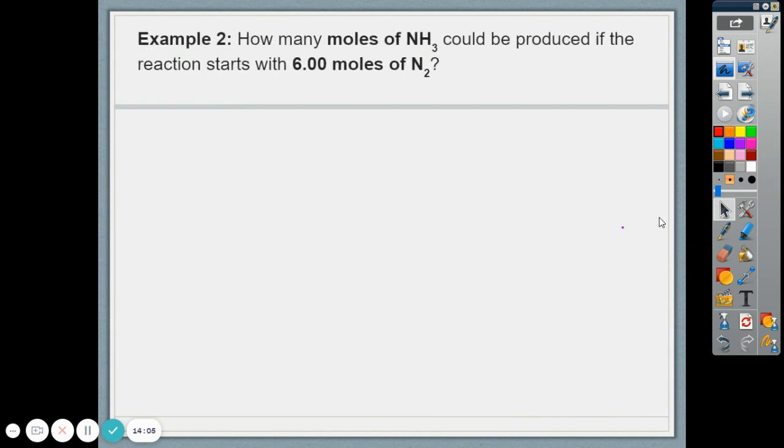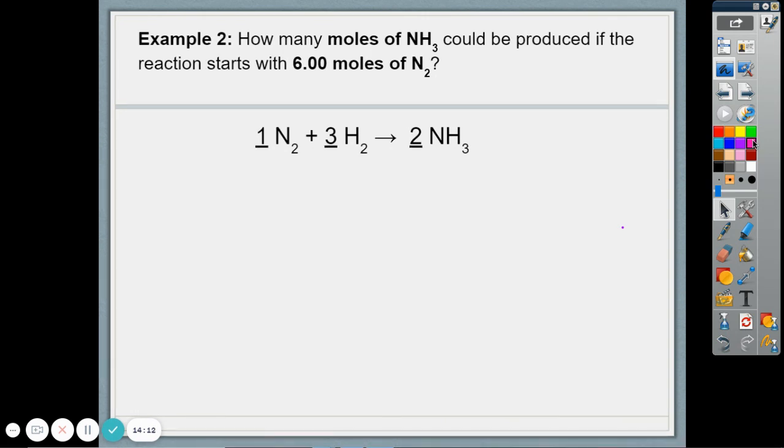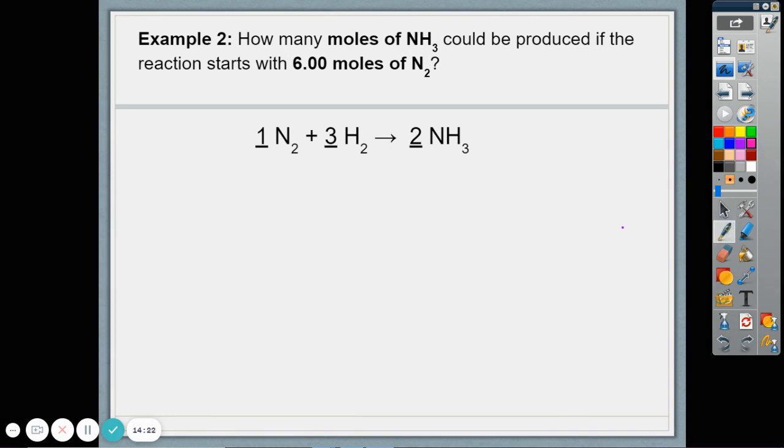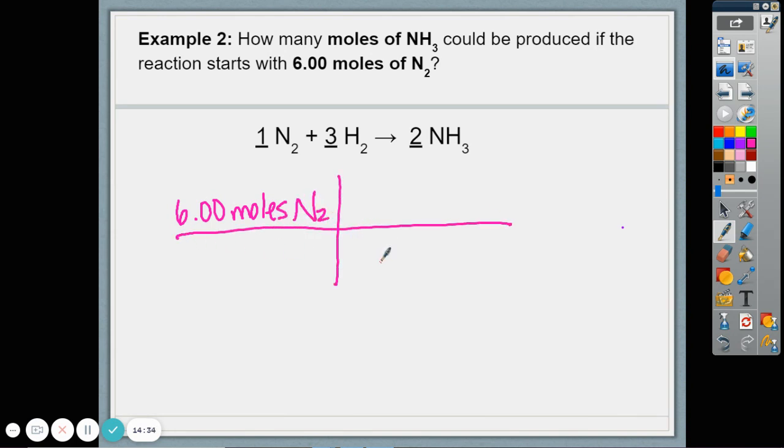Okay, let's look at another example. I've got a new equation here. How many moles of NH3 could be produced if the reaction starts with 6 moles of N2? So I can go ahead and write down my given, moles of N2, moles of N2 have to match.